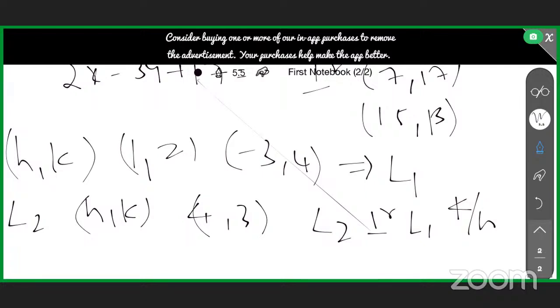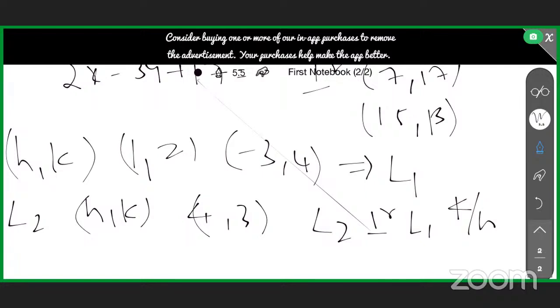Only then a point is common for both the lines. If line one and line two are meeting, only then both the lines will have a common point. Or else both the lines will have different points. That means the two lines are intersecting. And also the two lines are perpendicular.